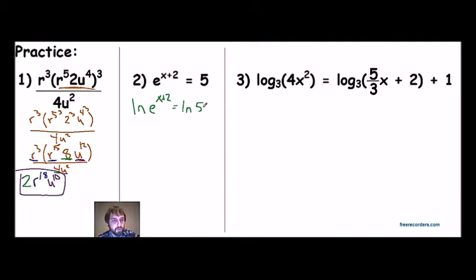And then this allows me to move that out into front here. So we're going to say that we've got x plus 2, that quantity, times the natural log of e equals our natural log of 5. Well, we discussed earlier that natural log of e, because this is a base of e, is just 1. So that just disappears. So now we can finish up by subtracting 2 from both sides. We'll see that our x is going to equal natural log of 5 minus 2. And there's our final answer.